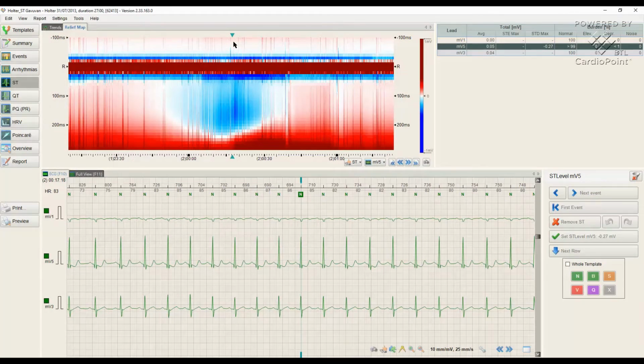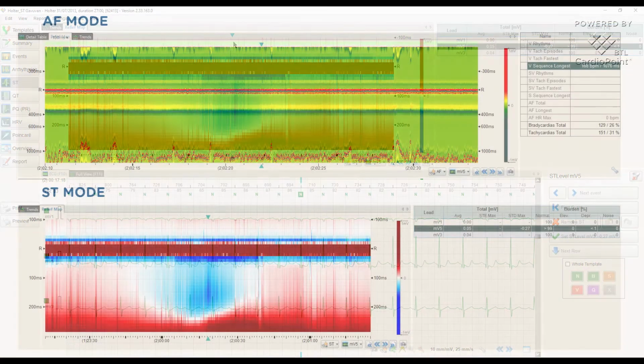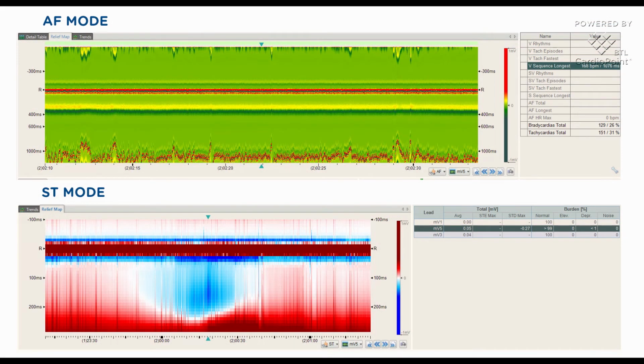Relief map can also be used for the assessment of AV conduction disorders, T wave alternations, and other various rhythm disorders. As we can see, any changes are clearly visible on the relief map, so you can be sure not to miss a single pathology.